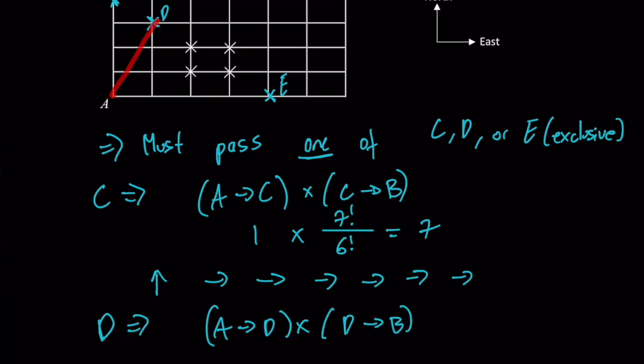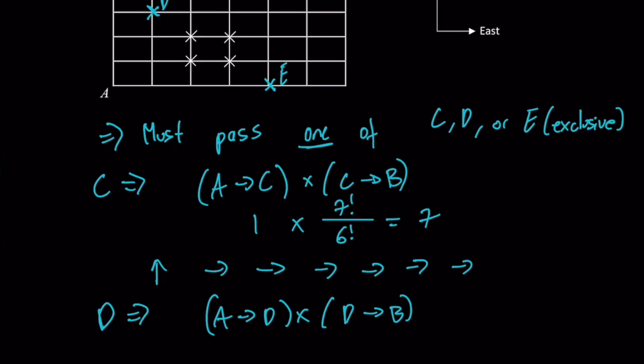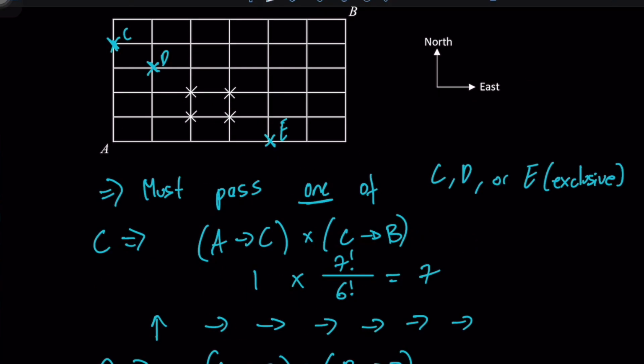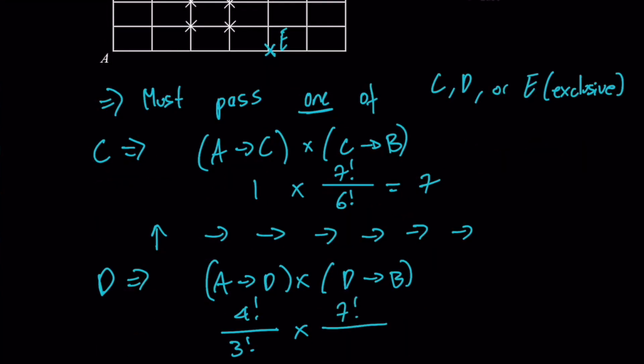A to D, go right once, go up 3 times. So 4 factorial over 3 factorial, times from D to B, go up 2 times, go right 5 times, so total 7: 7 factorial over 2 factorial, 5 factorial. Calculate, this is 4 times 21 equals 84.